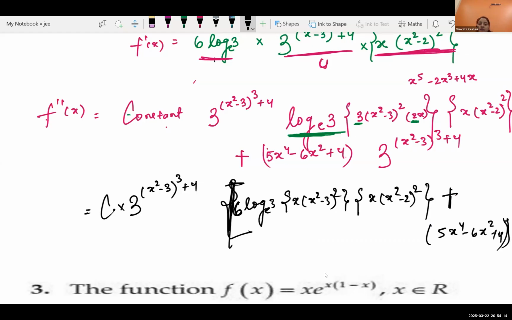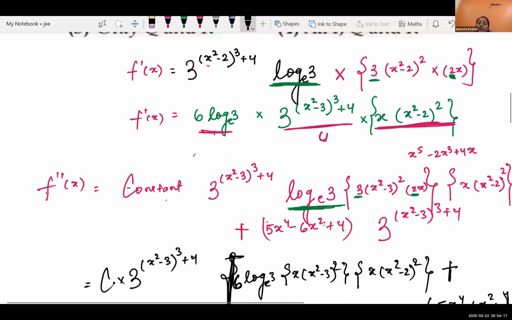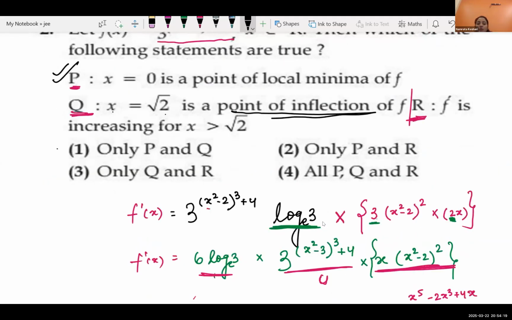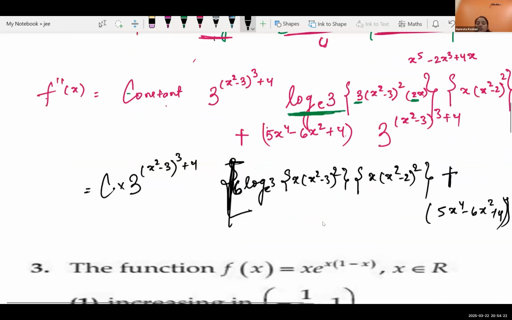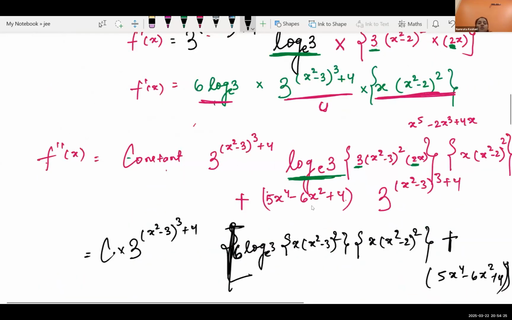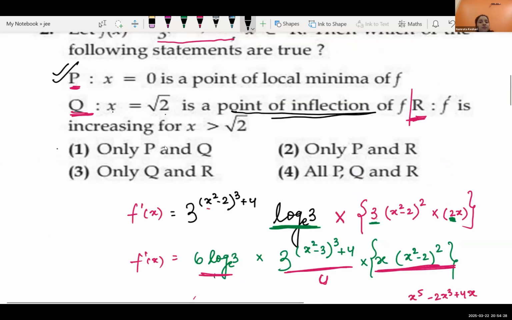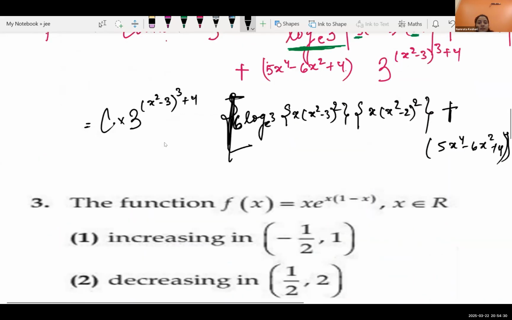No, ma'am. Okay, we have to check whether this root 2 is a point of inflection or not. So root 2 must give us f double dash x must be 0 at root 2, right? Let's check it. If we take root 2 over here, root 2 square will be just 2 minus 3, whole square. Here we must root 2, root 2 square will be just 2 minus 2. Can you see we are getting 0 in the first term?